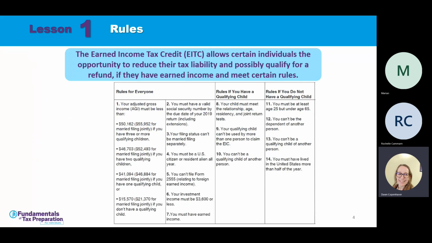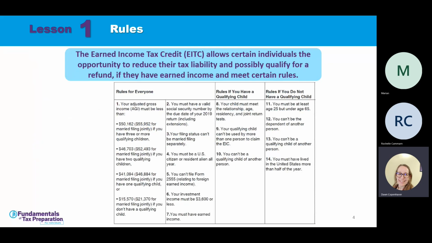So basically, back to the rules for everyone. If your income as a married couple exceeded $55,952 and you had at least 3 children, then you may not qualify for earned income credit. If you had income of $15,570, or $21,370 for married filing jointly, but didn't have any kids, once your income exceeded that, you could not get the earned income credit. It is exclusively for what they consider low income taxpayers.